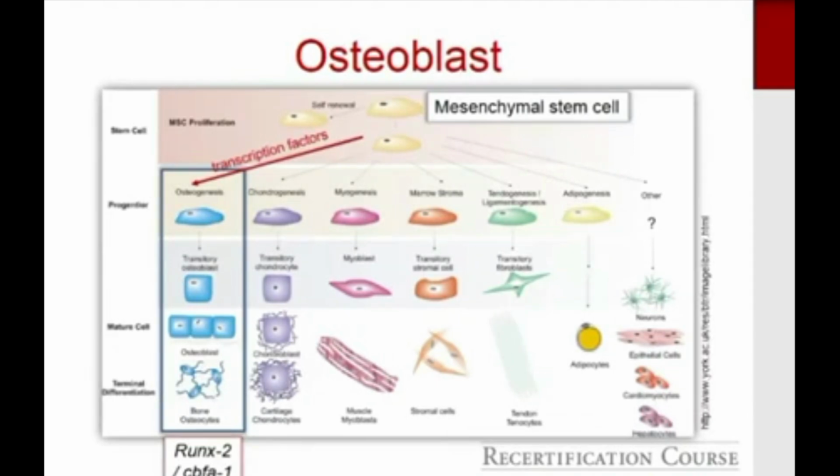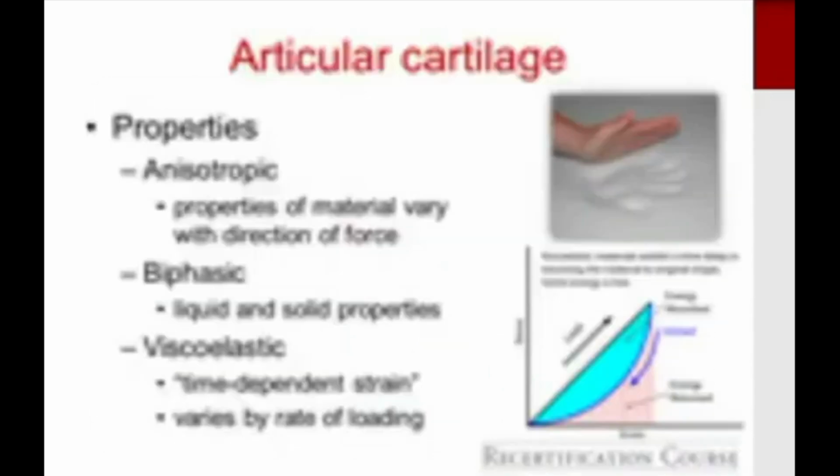It's got characteristics which are important to it. Mainly it's avascular, aneural, and alymphatic. Because it's avascular and aneural, it's got a very limited healing potential. The nutrition of articular cartilage is diffusion from the synovial fluid. It really has no blood supply, so all nutrition comes from the synovial fluid.